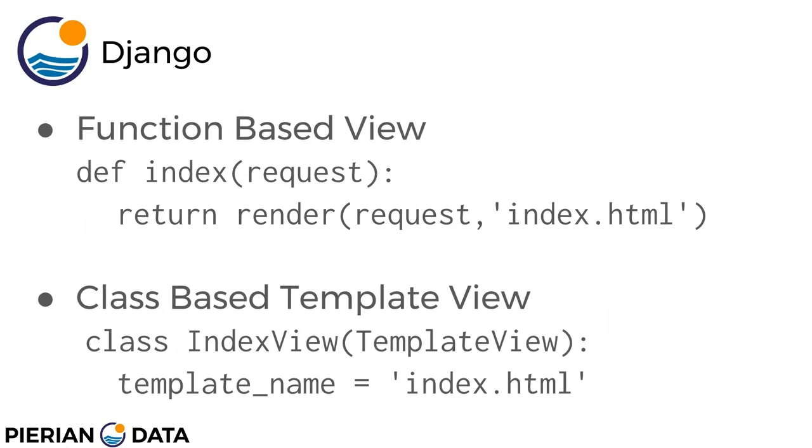So previously, for a function-based view that called some sort of template, you had to say def, the name of that view function, pass in the request, and then somewhere along the line you returned a render of that request plus the actual template you wanted to return.